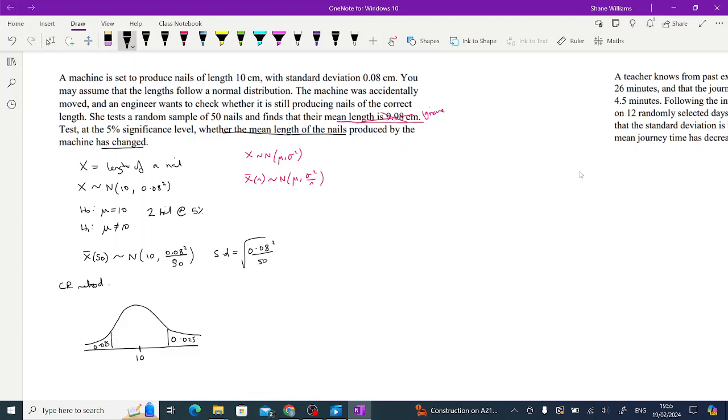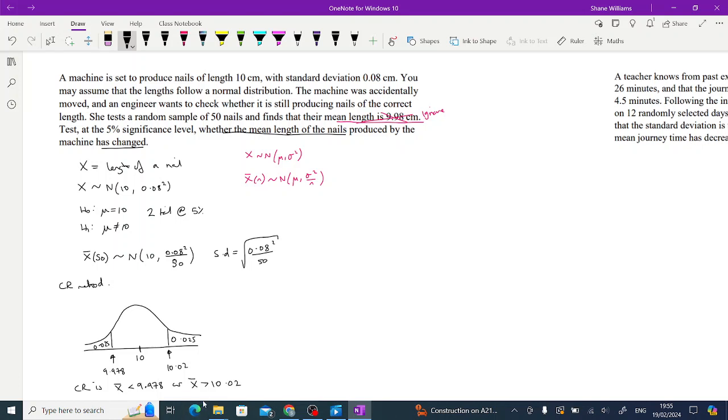When you type that in, think about using brackets, and that gives you this value here. So if you do an inverse normal, as I said, you should get 9.978 and you should get 10.02. So that means that the critical region is x bar less than 9.978 or x bar greater than 10.02.